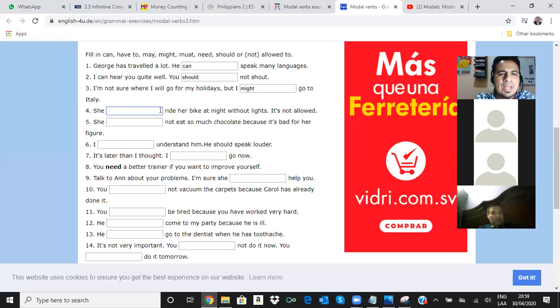Number four, she blank ride her bike at night without lights. It's not allowed. She shouldn't. Es en negativo, ¿verdad? Number five. She blank not eat so much chocolate because it's bad for her. She shouldn't. En negativo. Okay. Y no me equivoco. No las he revisado todavía. Number six. I blank understand him. He should speak louder. I can't. Okay. I can't.